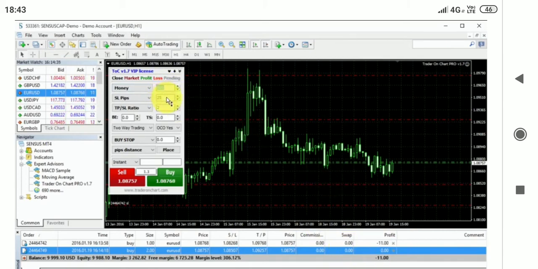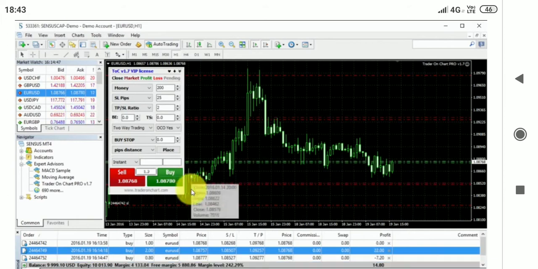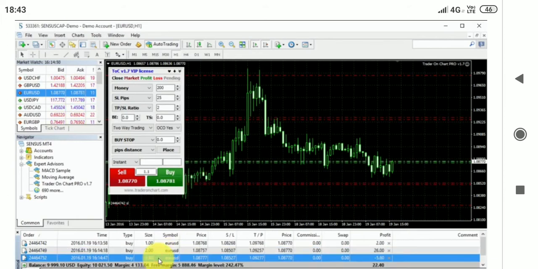So again, if I want to lose with a third trade, let's say I want to lose, I don't know, $200, and I click buy again, and this time the application calculates that it should be 0.8 position size to lose $200 if the trade hits the stop loss of 25 pips. So isn't this awesome? Yeah.